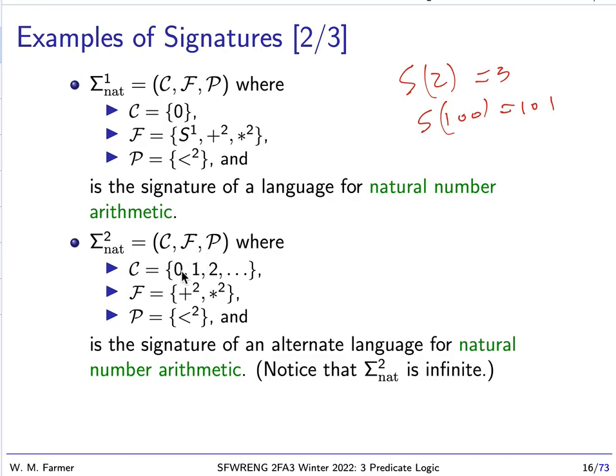Here's another one. In this case, we have an infinite number of constants, 0, 1, 2, 3, 4. These are constant symbols, and these are going to denote the natural numbers, and then we have plus and times and less than. What's interesting about this signature is that it is an infinite signature because C is infinite.